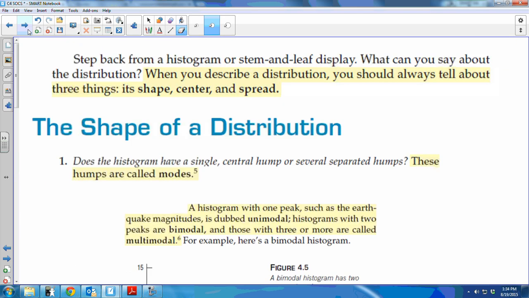Now, whenever you look at a picture of your data in a stem and leaf plot or in a dot plot or later in the chapter when we do histograms, you're always looking for shape, center, and spread. Okay, that's how you describe something. So yesterday and today, all we're going to talk about is the shape piece. Okay?